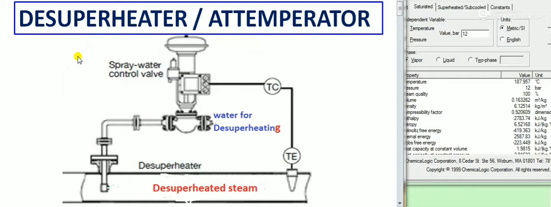which will restore the saturation state of the steam. That means the superheated steam we are producing in the boiler and utilizing for the turbine, we can't directly use for the heating medium. Why? Because the superheated steam will act as a dry gas and the heat exchange rate will be very low compared to saturated steam.